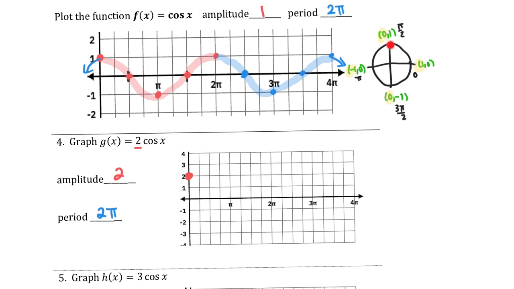Okay, when I get to pi over 2, it goes to 0. When I go to pi, it's -1, but it's stretched by 2, so it's going to go to -2. When I get to 3 pi over 2, we're back to 0. And then 2 pi is back where I started from, which is 1, but it's really 2 because of the stretch. Okay, this is my pattern. I did 1 period now. So it went 2, 0, -2, 0, 2.